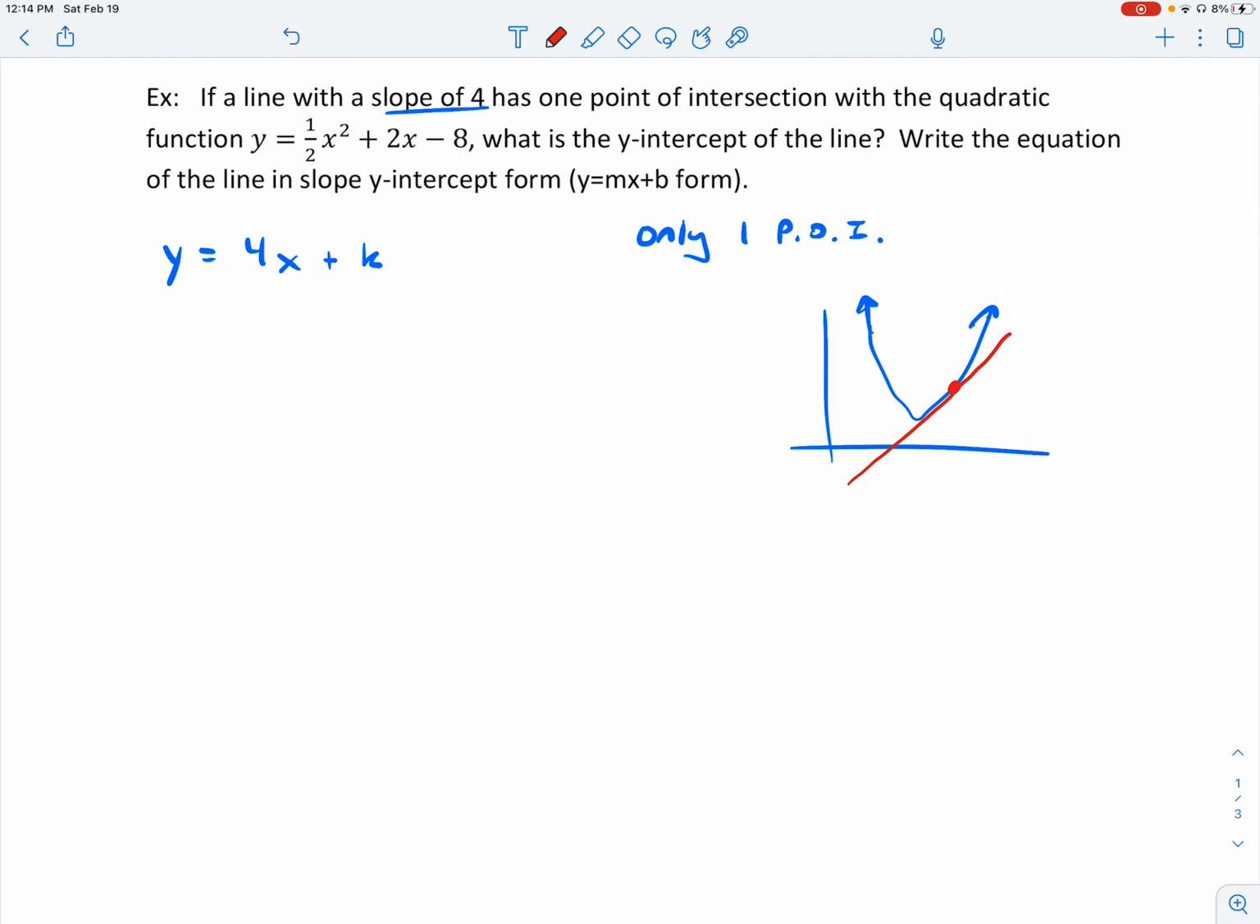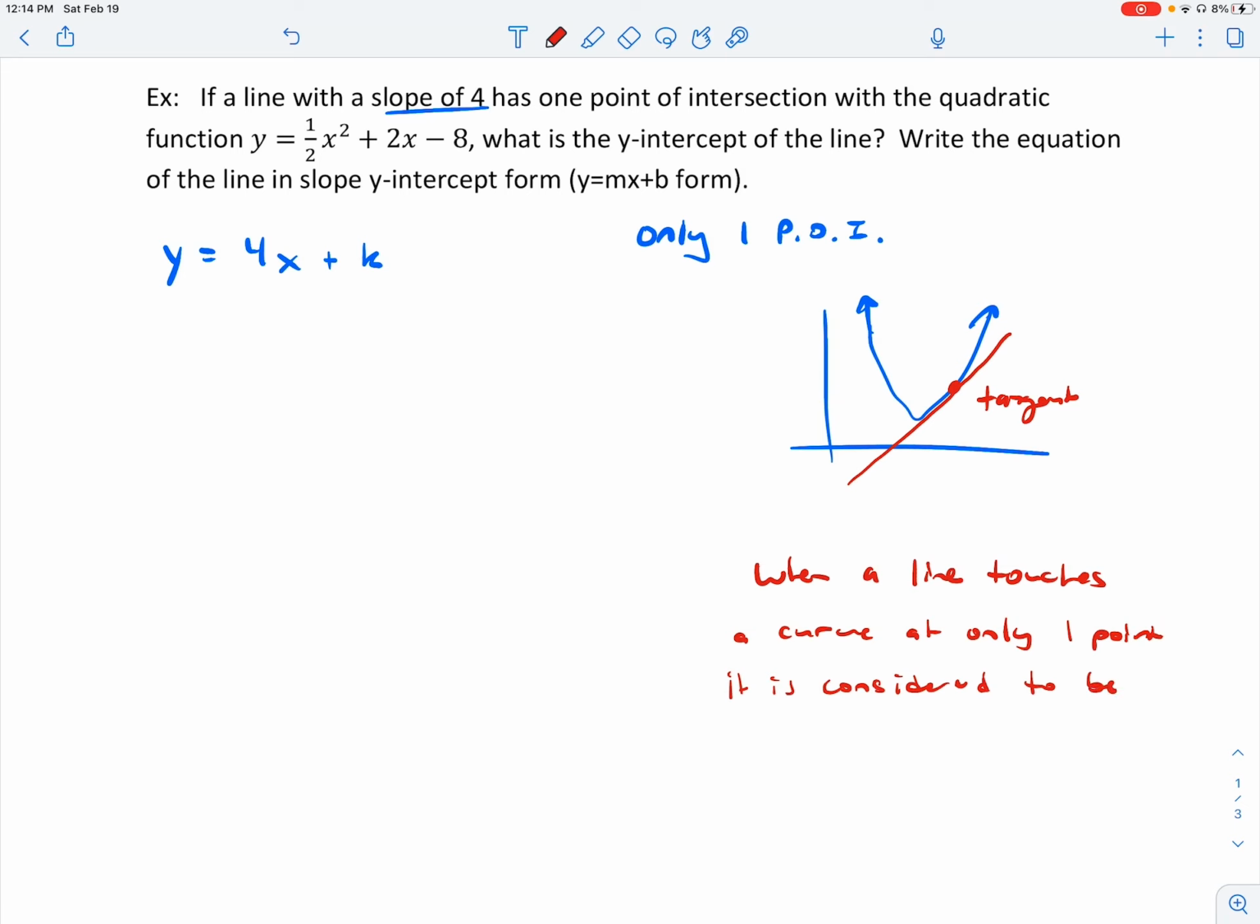If you notice, I just used the word tangent. So when a line touches a curve at only one point, it is considered to be a tangent line. So tangent lines only touch curves at one point. In order to get one point of intersection, our line actually needs to become a tangent line that touches at just that one point only.